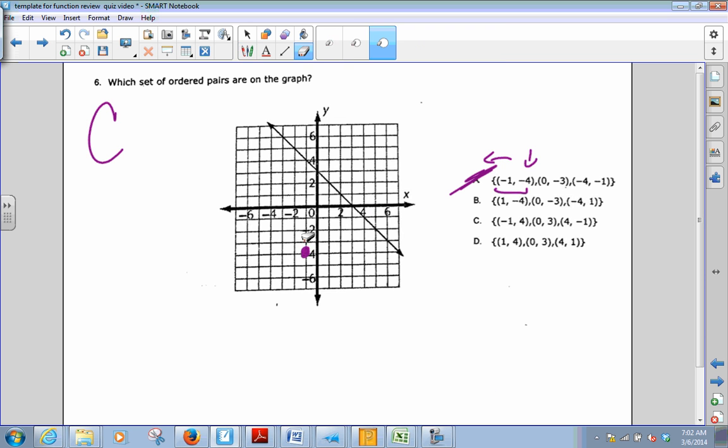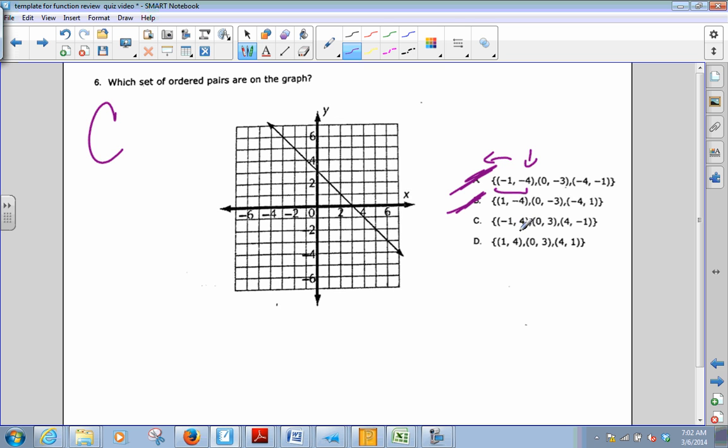So let's try option B. See what I get. 1, negative 4. This time it's a positive 1, so I go over to the right 1, and then I go down 4. 1, 2, 3, 4, which is right there. That point is also not on that line. So if one point isn't there, I can rule out the whole answer.